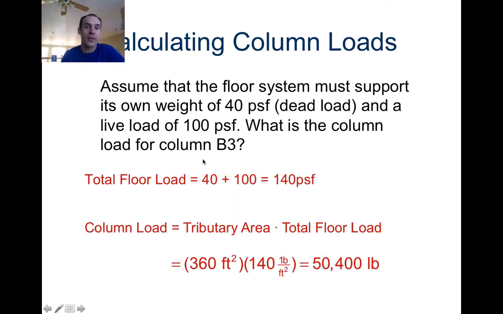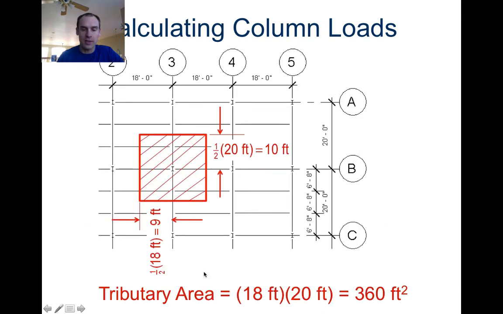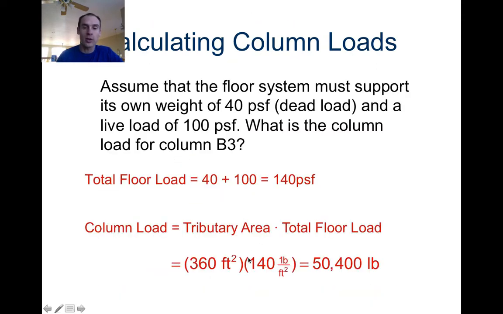Now if we figure out that the floor system has to support, again, 40 PSF for dead load and 100 PSF live load, then what is the column load for this particular column? The total is 140 pounds per square foot, and the column load is tributary area times total floor load. The tributary area is 360 square feet based on these numbers from here. That's the total area that this column has to support, and it has to support a total floor load of 140 pounds per square foot, which is 50,400 pounds.